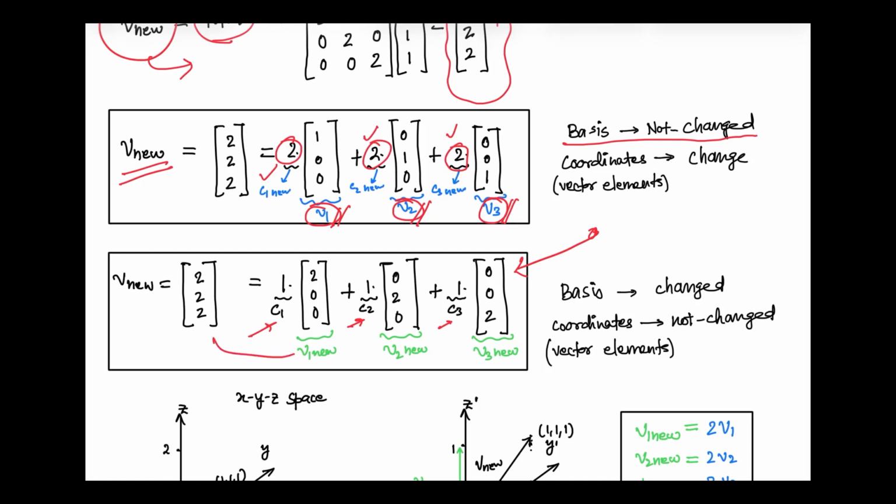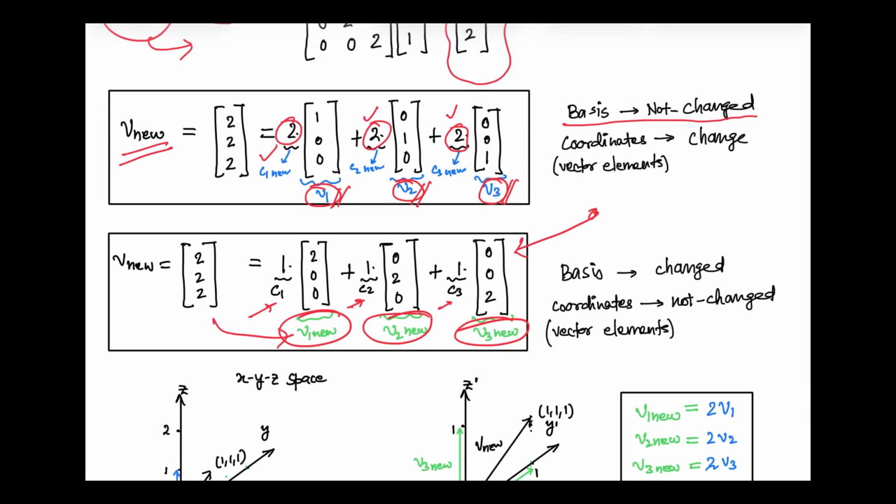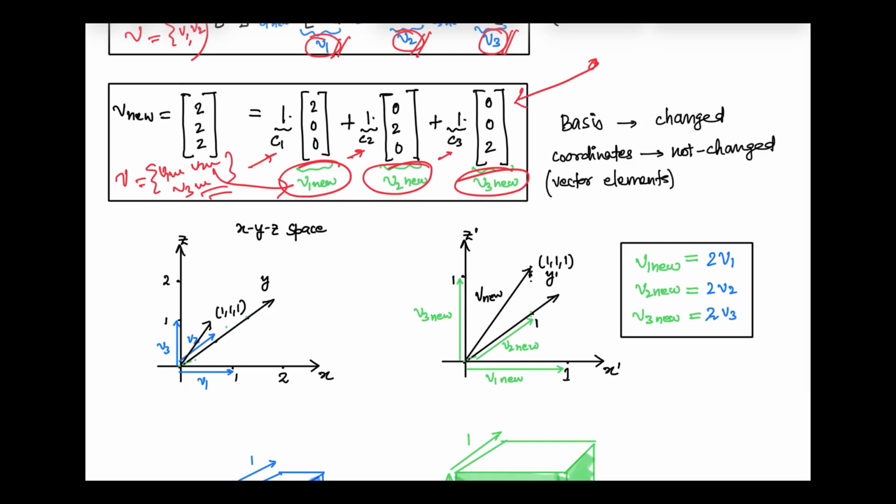The transformation actually acts on the basis vectors, and it transforms the basis vectors, giving us the new basis vectors in which the vector is being represented. So here earlier V was represented in basis vectors V1 and V2. Now V will be represented in V1 new, V2 new, and V3 new, a new set of basis vectors.